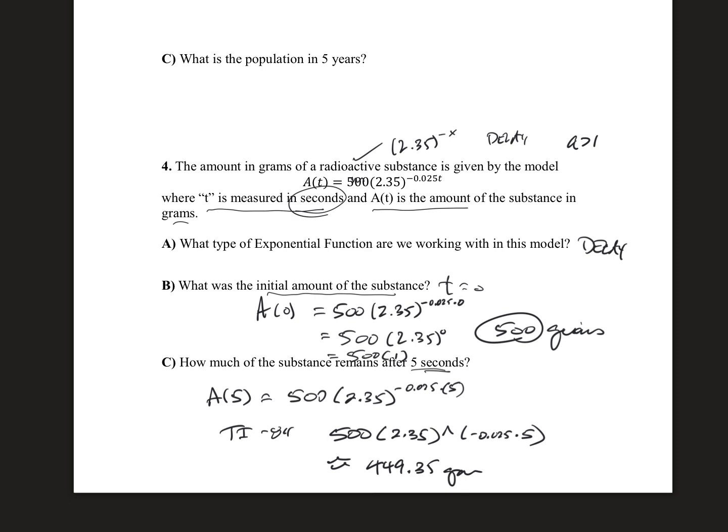So you can see within the first 5 seconds we've already lost almost 51 grams. So it's decaying pretty fast. But as we saw, it starts decaying fast, but as time moves forward, it's slowly going to go to 0. So we're never really going to get rid of the substance in its entirety. According to the model, there will always be a little bit there.